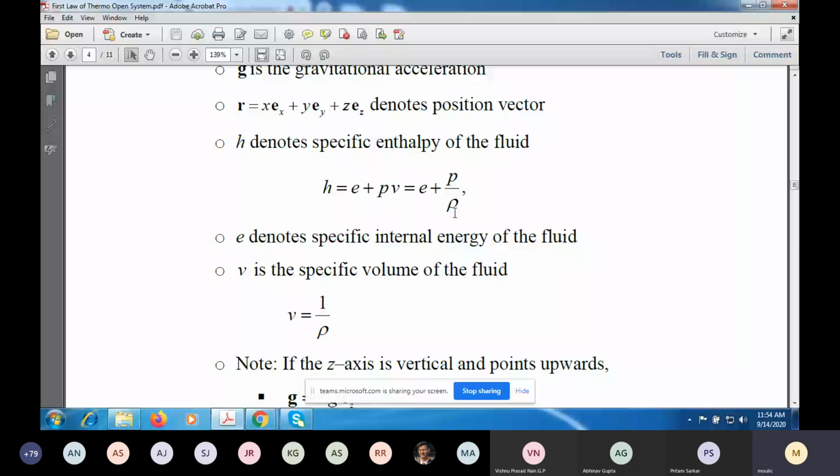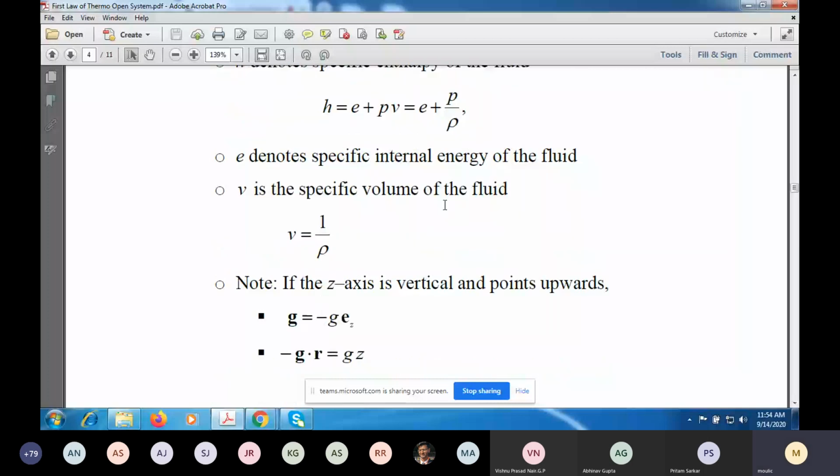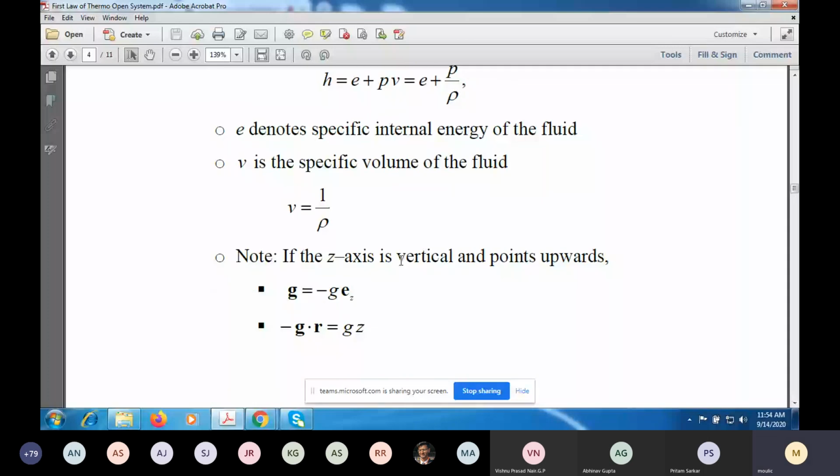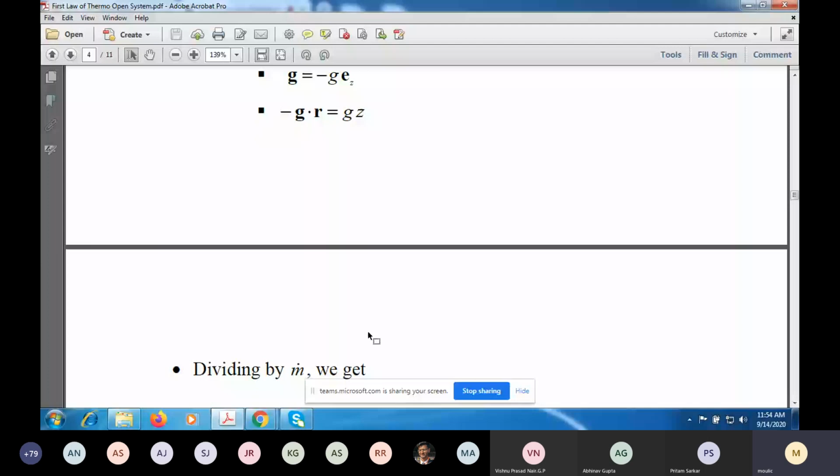Now, as I've said before, if the z-axis is vertical and points upwards, then I can write this gravity vector as minus g e_z, in which case minus g dot r is plus gz. So this quantity minus g dot r will be simply gz.